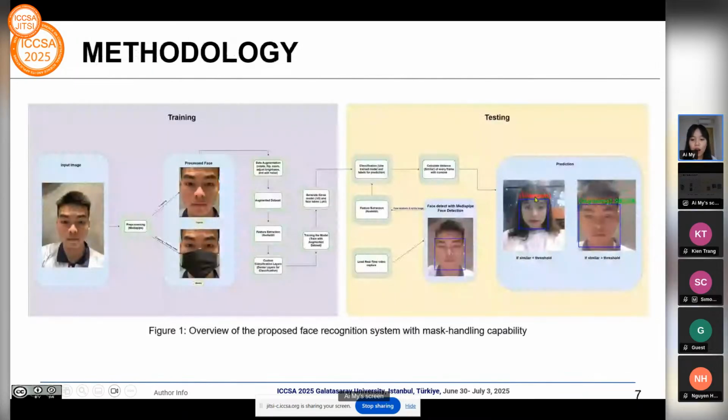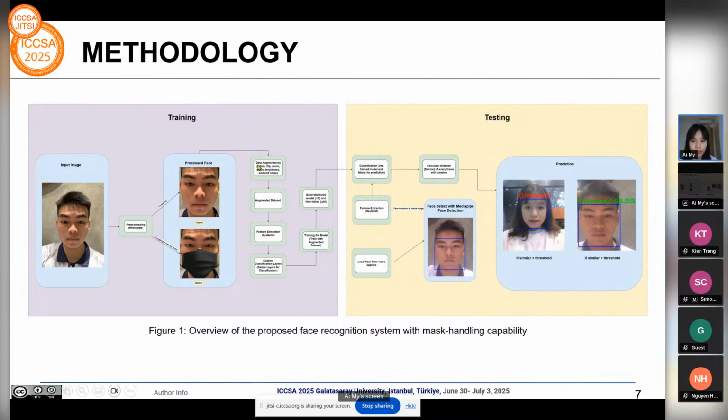Let me walk you through the system architecture and methodology of our proposed face recognition system, which is illustrated in this slide. Our system is divided into two main phases. As you can see, training is shown on the left in purple and testing on the right in yellow.